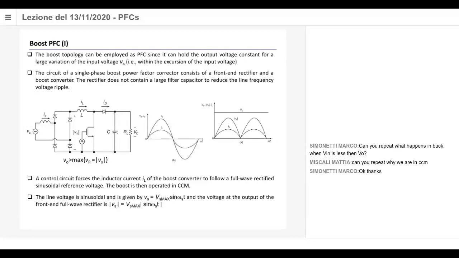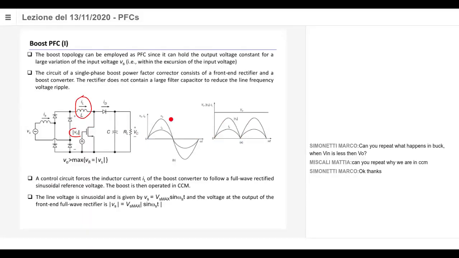Miss Kali, can you repeat why we are in CCM? We are in CCM because the current that is shown in this slide, as you can see here, the current IL in the inductor is the current that flows here. The current can be convinced by a specific control action to follow a sinusoidal path at the same frequency as the voltage PS.